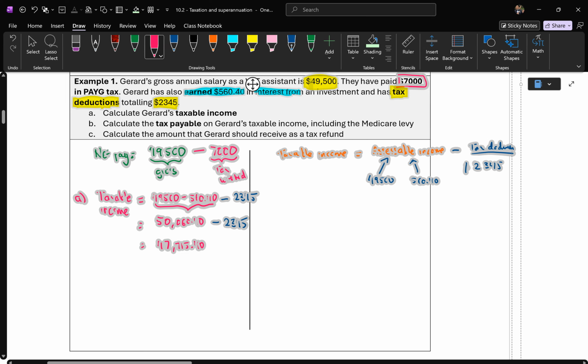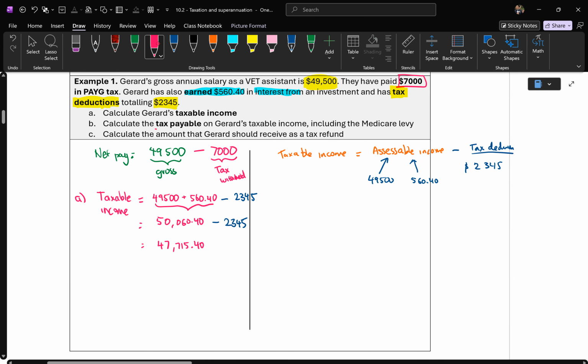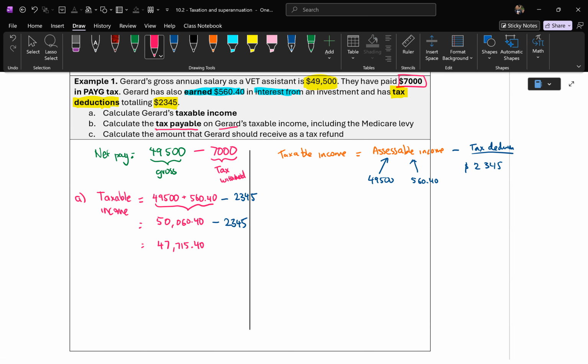So B, calculate the tax payable on Gerard's taxable income. That is the hardest part. Listening, boys? And it says here, including Medicare levy. Now, I gave you the notes before. How much do you pay in Medicare levy? Look at the page. So everyone has to pay.